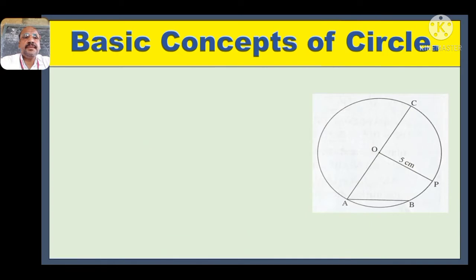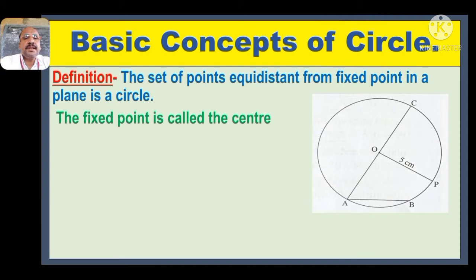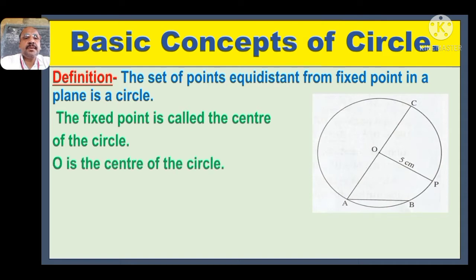We know the definition of a circle. Now what is a circle? The set of points equidistant from a fixed point in a plane is called a circle. Now when we observe the figure of the circle, the fixed point is called the center of the circle. In the figure, O is the center of the circle.